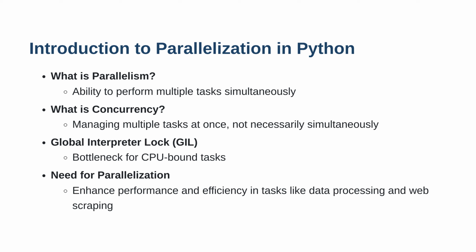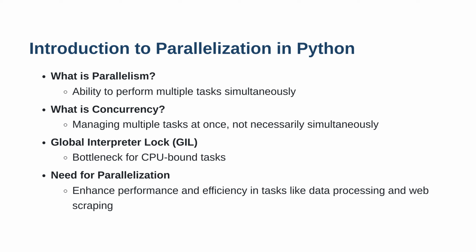So what is parallelism? It's the ability to perform multiple tasks simultaneously, while concurrency is about managing multiple tasks at once, which may or may not run simultaneously. In Python, understanding these concepts is crucial, especially due to the global interpreter lock, or GIL, which allows only one thread to execute at a time. This can be a bottleneck when we want to run CPU-bound tasks in parallel.